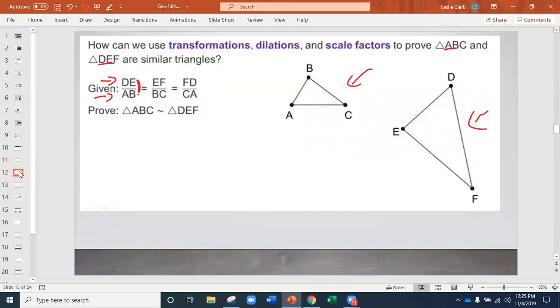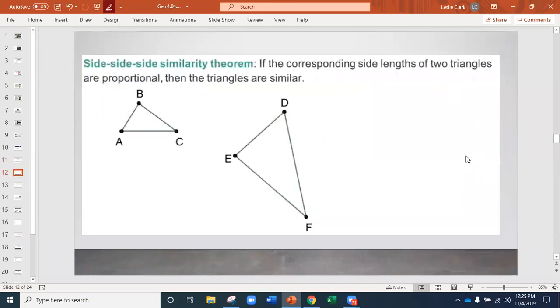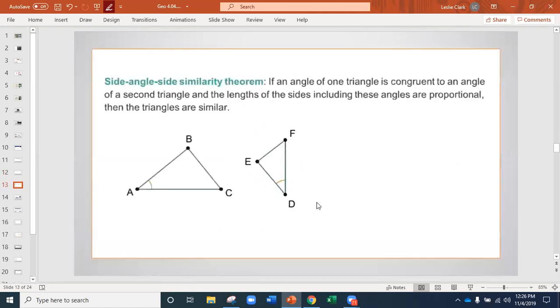We'll keep talking about that. So we have the side, side, side similarity theorem, where you set up all 3 of those proportions and they're all equal to each other. That means this triangle is similar. All 3 sides are proportional. Or if you just find 2 sides and the included angle, meaning that angle has to touch both the sides you're talking about, you can do it that way. But this just means similarity, when we talk about sides, they're not congruent, they're proportional.